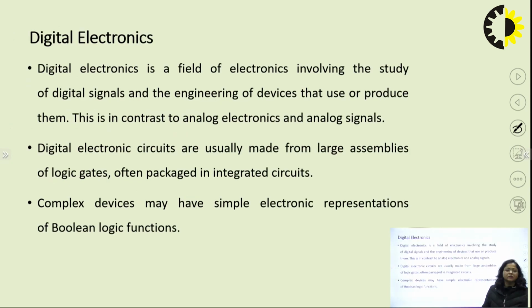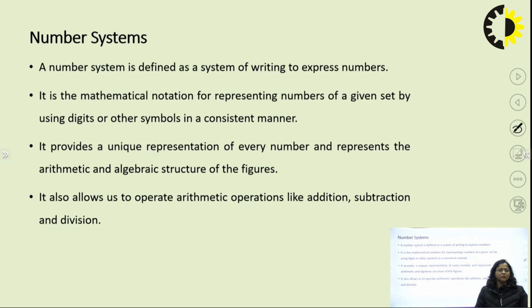First of all, what is digital electronics? Digital electronics is basically a field of electronics which includes the study of ones and zeros, that is digital signals. And why do we use digital electronics? Because in the era of digital, it is easier to understand the on-off, that is two logic system, and it is easier to design equipment having only two logics rather than analog electronics. So, digital electronics are usually made from large assemblies of logic gates, and complex devices may have simple electronic representation using Boolean logic function. Now, the very first thing which comes into our mind starting digital electronics is number system.